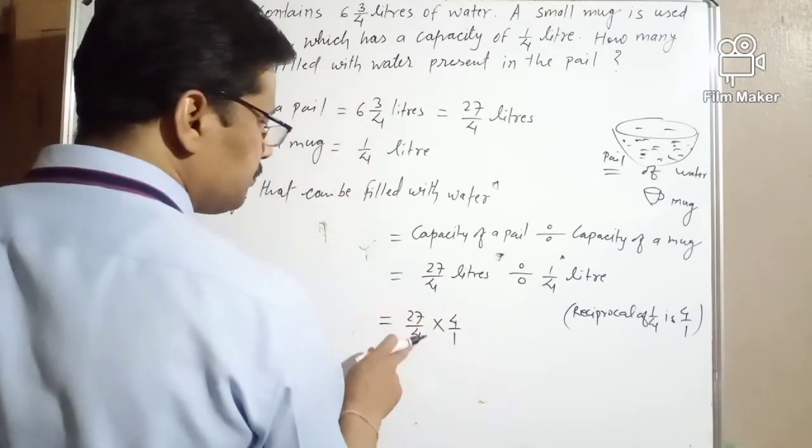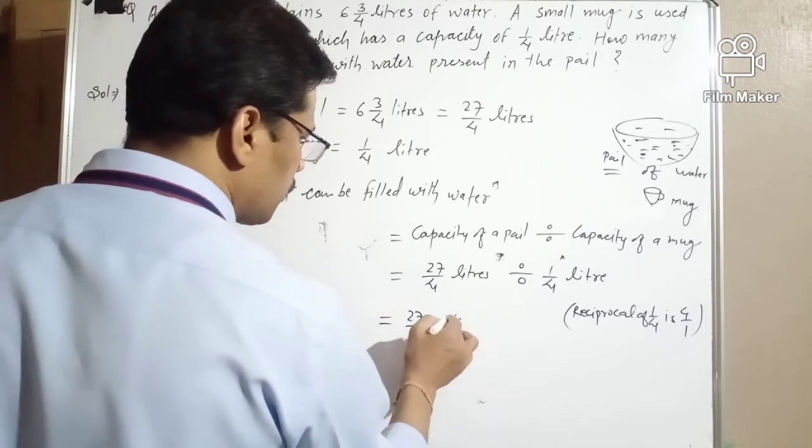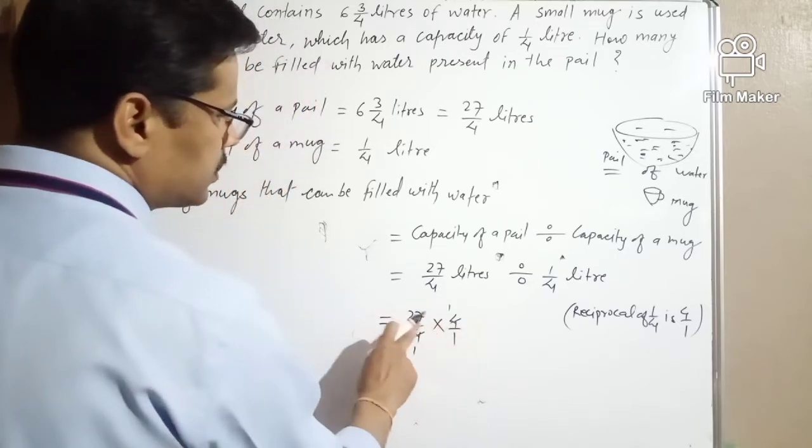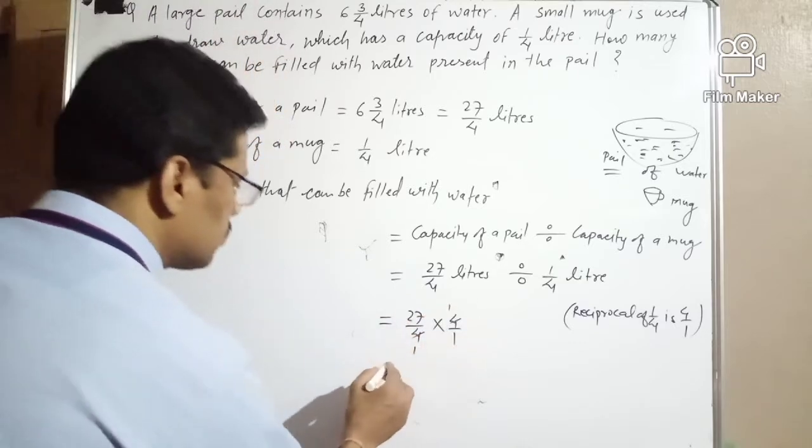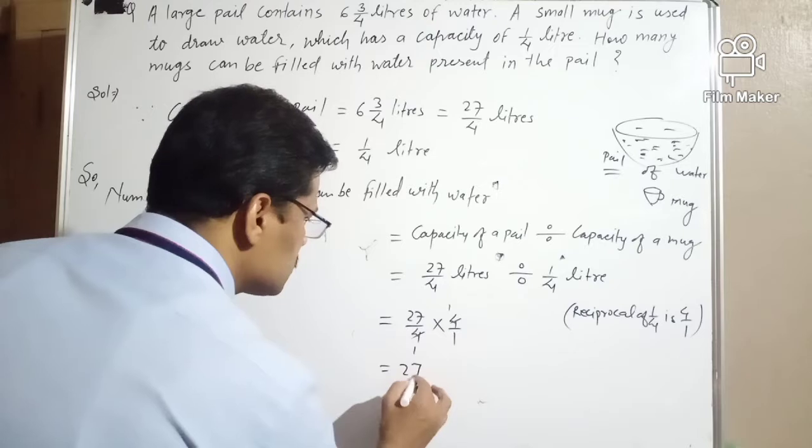Now we can cancel. 4 ones are 4, 4 ones are 4. What will be left in numerator? 27 into 1, 27. 1 into 1, no need to write 1. Directly we can write here 27.